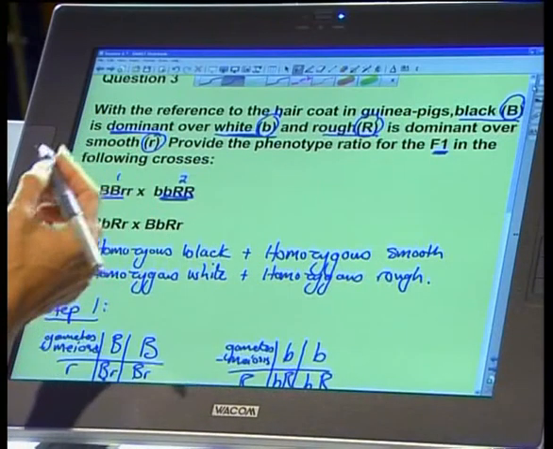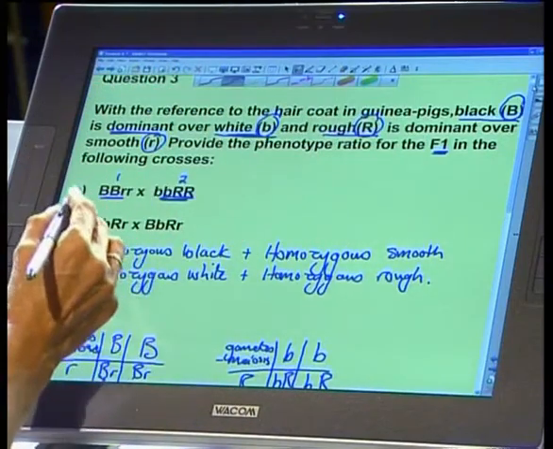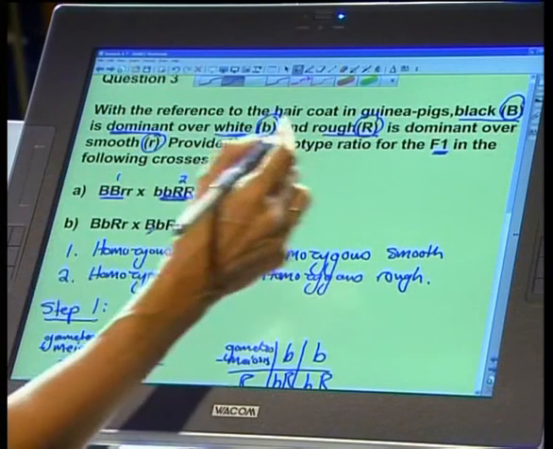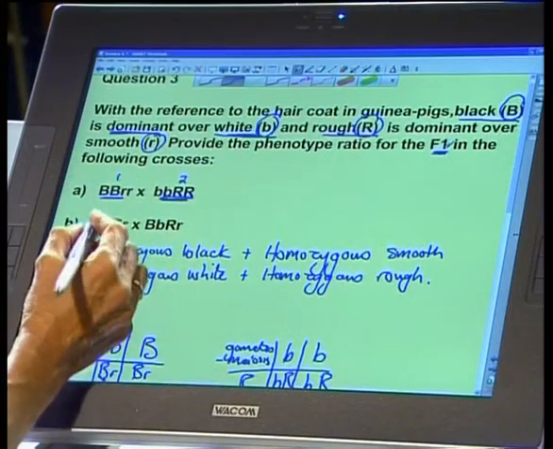And they will all be heterozygous. All right? Now, if we go back to our question, and it said here, with the reference to the hair coat, etc., we now have a second combination because they said we have to do the F1 for the following crosses.